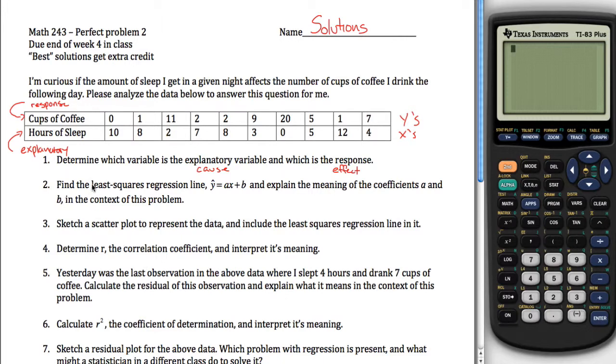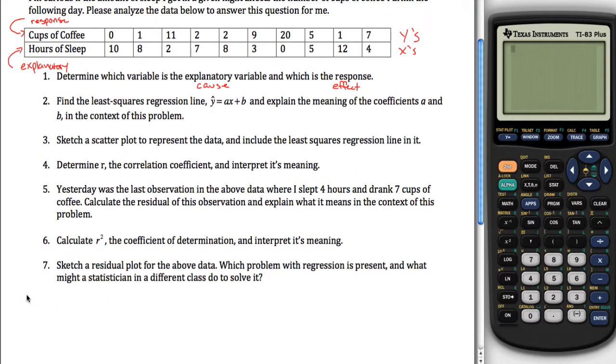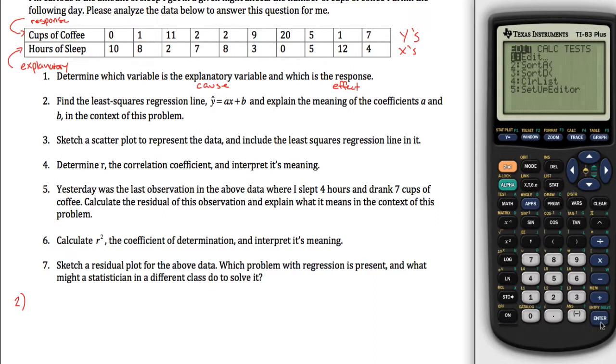So analyze all this data. Okay, part 1, just determine which variable is which. I already did that. Part 2 says find the least squared regression line and explain the meaning of the coefficients. So, okay, part 2 down here. What you want to do is first put your data into lists. I went ahead and did that already. It looks like my x variables are in L2 and my y variables are in L1.